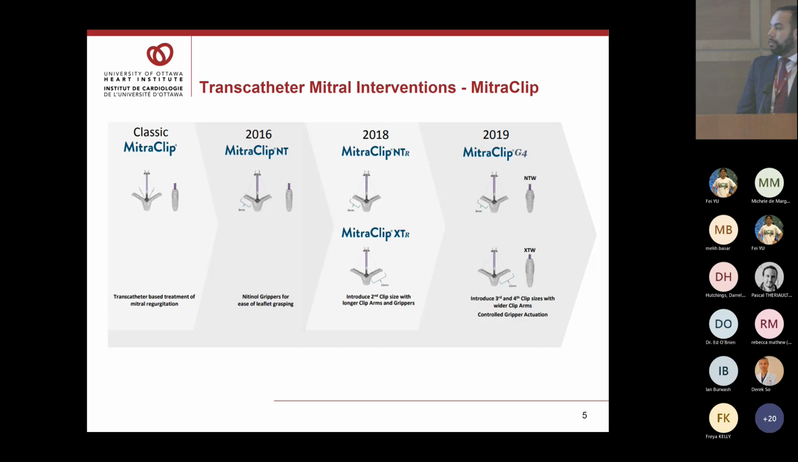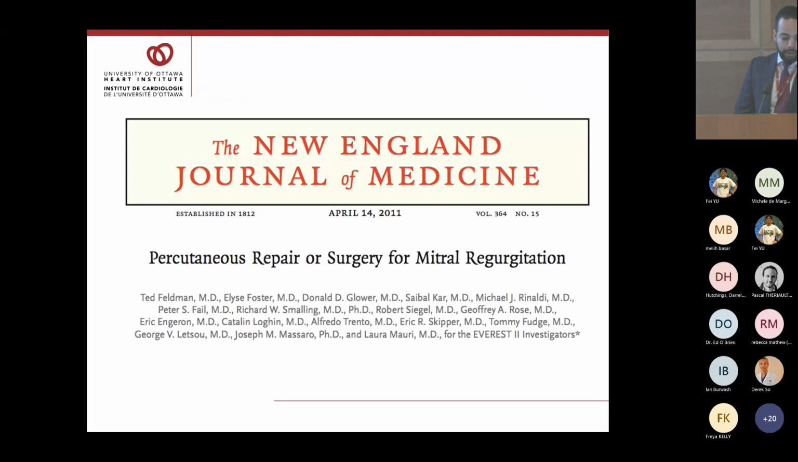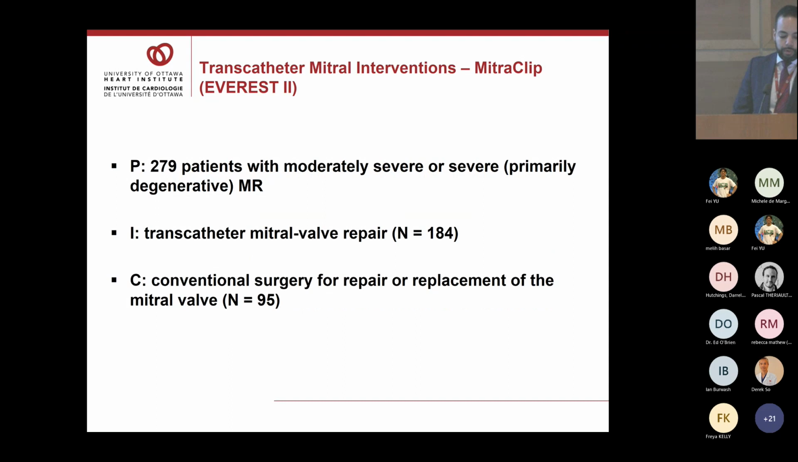All of this should be review of data that we've reviewed before here, but it was first studied in 2011 in the EVEREST II trial. This was a study that compared patients with moderate or severe primary mitral regurgitation to either transcatheter mitral valve repair or conventional surgery. This is in the very early days of MitraClip, so in the infancy of our experience as imagers and as proceduralists with this technique.